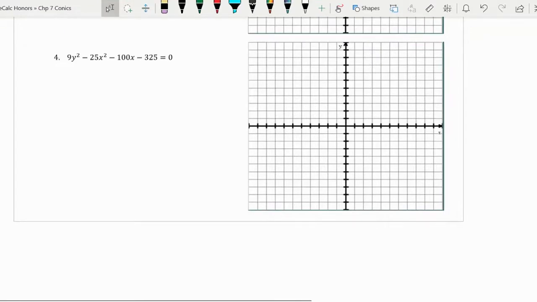So I'm going to start off by just grouping our x's and y's together, and it's up to you whether you like to move the constant to the other side. I am going to move that 325 over. So I'm going to group my 9y squared. There's no other y's in this one. I'm going to group the x's and also factor out the coefficient.